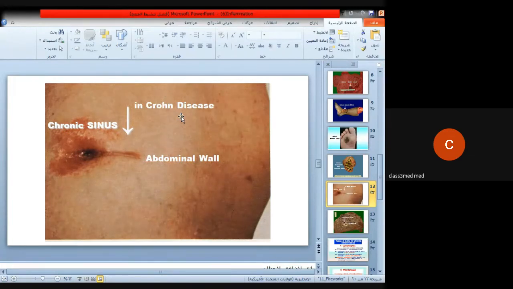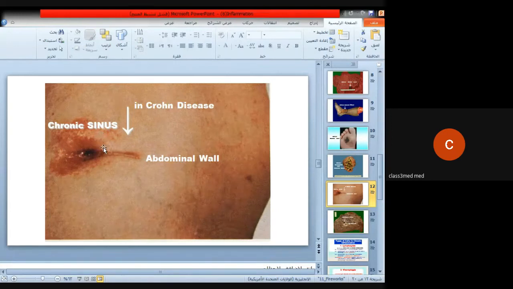Crohn's disease and ulcerative colitis are immune-mediated, chronic inflammatory diseases of the bowel of unknown etiology. That means the cause is not known. It is an immune-mediated disease. Why does it occur? Etiology. This patient has Crohn's disease of the small bowel.